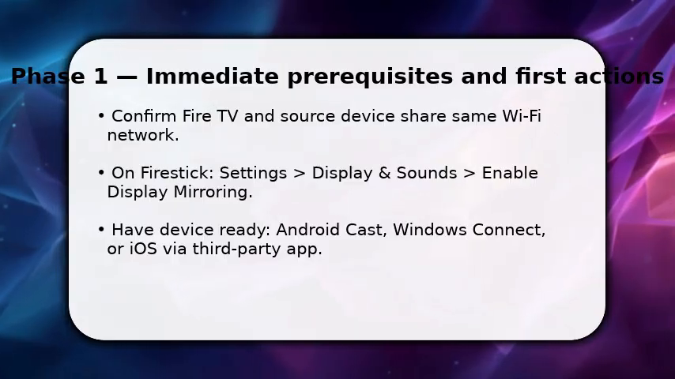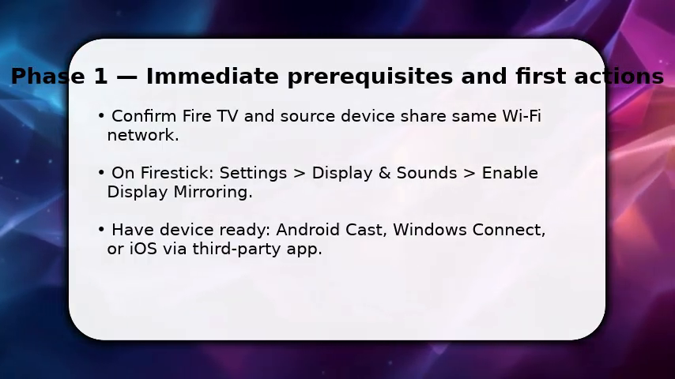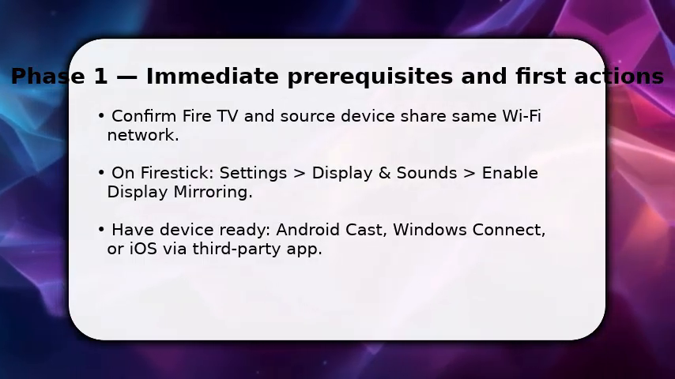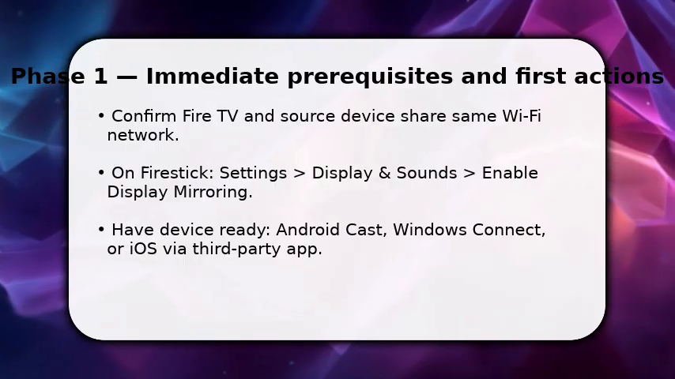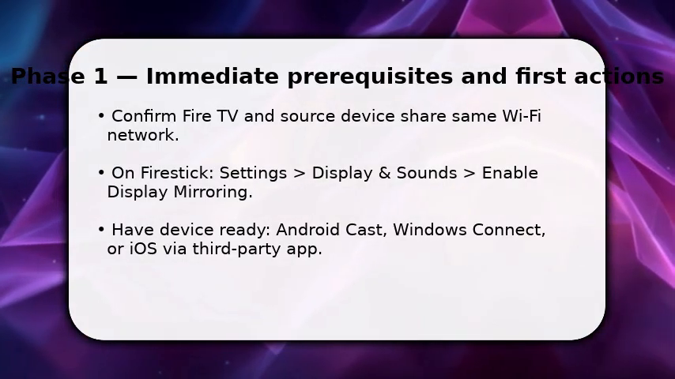You'll begin by making sure the Firestick and the device you want to mirror are on the same Wi-Fi network, because mirroring relies on local discovery. Once done, on the Firestick go to Settings, choose Display and Sounds, then enable Display Mirroring. This puts the Fire TV into pairing mode.